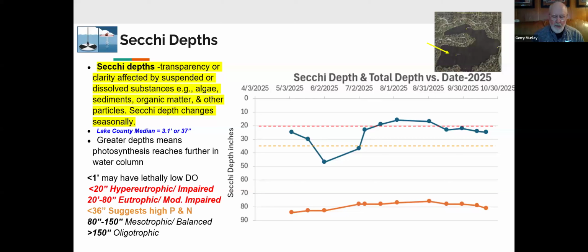Secchi values of less than 20 inches are the red dashed line. You'll notice that my Secchi values go from 0 at the top and then go into the depth of the lake. The ones that went above the red dashed line in July and August tended towards the hypereutrophic, but much of the time the Secchi values were in the eutrophic range. And in the yellowish line, the Secchi measures that were less than 36 inches probably suggest high nutrient values. Holly, you already mentioned that that's true of most of our lakes. Next slide, please.